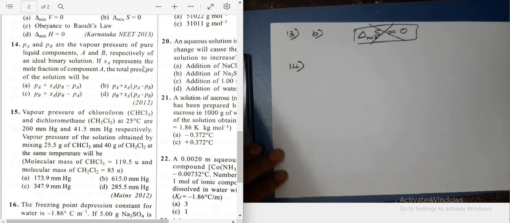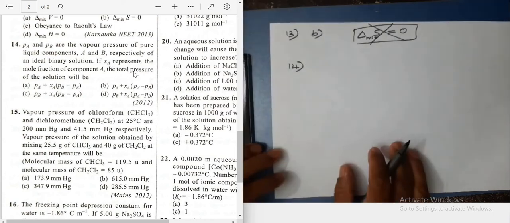If XA represents the mole fraction of component A, the total pressure of the solution will be. So it is given an ideal solution, right? Ideal binary solution, two liquids A and B. Their pure vapor pressures are PA, PB, and the mole fraction of A is given. We need to write the expression for total pressure. This is a very simple question.